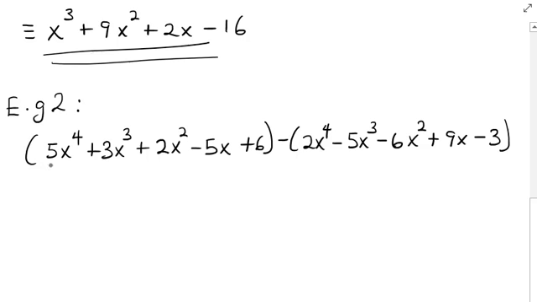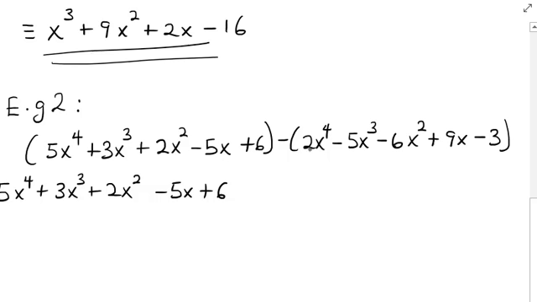So as we said, we need to expand out the brackets. So for the first bracket, we just write out what we have: 5x raised to power 4 plus 3x cubed plus 2x squared minus 5x plus 6. And for the second one, we need to expand out. We need to multiply with the negative. The negative sign will multiply each term, multiplying the number in front of the variables for each term. So the number can be a positive number or a negative number.